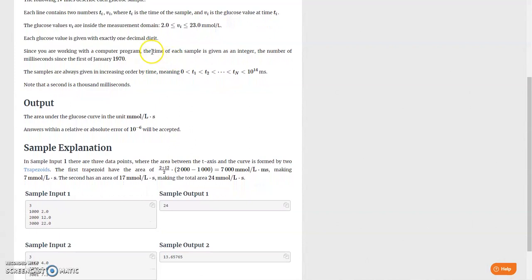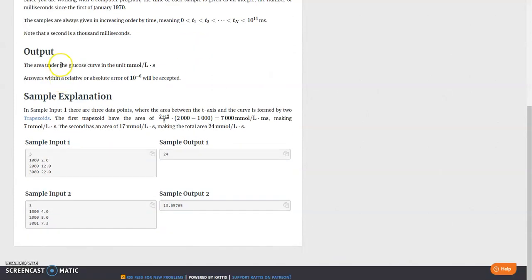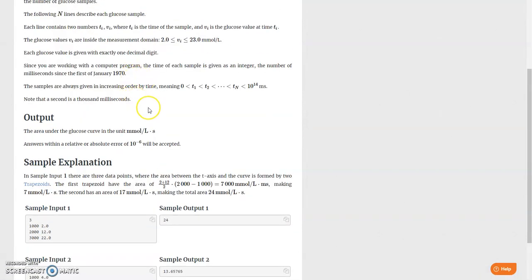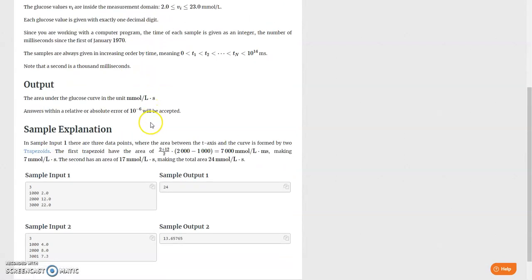The time of each sample is the number of milliseconds since the 1st of January 1970. Samples are always given in increasing order by time. You want to output the area under the glucose curve in the unit moles per liter times seconds.